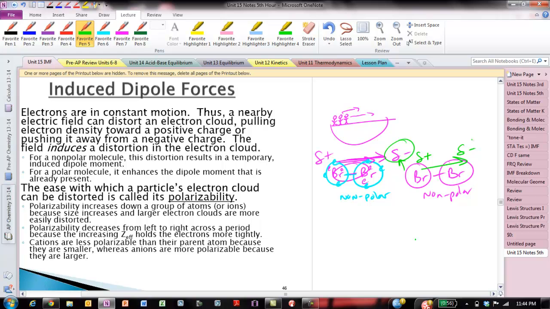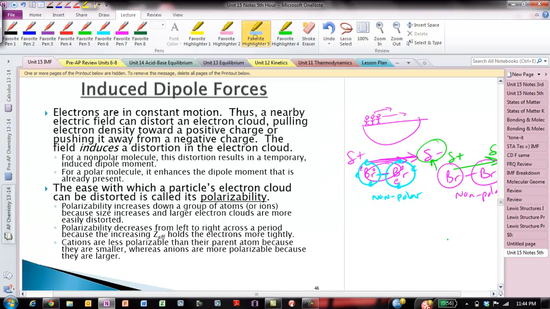These things can happen with nonpolar molecules. They can also happen with polar molecules. It just makes it more negative than it already would have been. And so for a nonpolar molecule, this distortion, this overload, results in a temporary induced dipole moment. Temporary is key. It goes back.